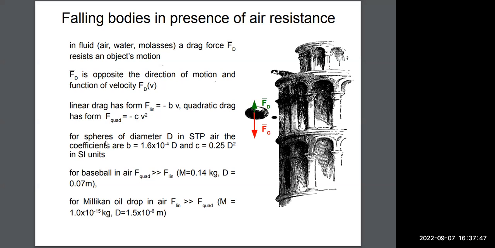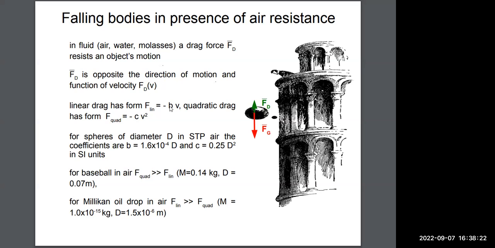But generally, it's quite a complicated dependence on the object, its motion, the fluid, and its properties. There are two important cases, and I've listed them here. In some circumstances, the drag force is approximately a linear drag force. It depends linearly on the velocity. It grows linearly with the velocity. And often we write it in this form here.